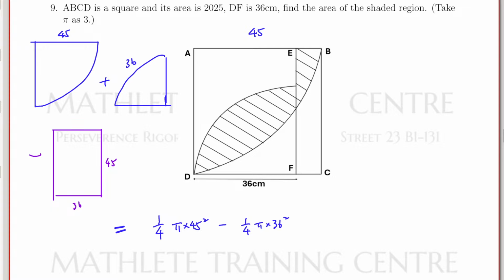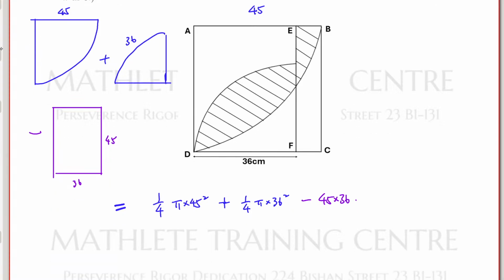Okay, this is what we have. Then minus away the, sorry, this is a plus, I just realized. This is not minus, this is meant to be a plus. Then minus away the rectangle, which is 45 times 36. And then with that, I can find out the answer. So this one here can be a little bit tedious.